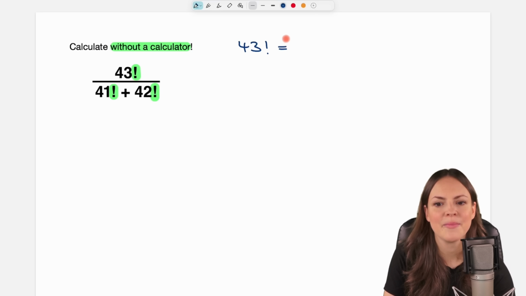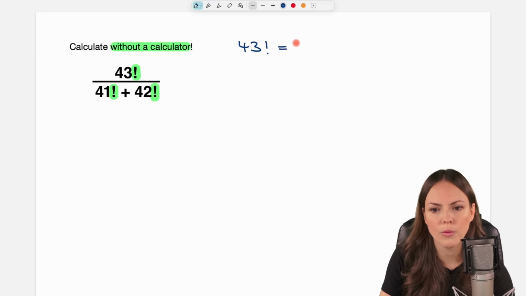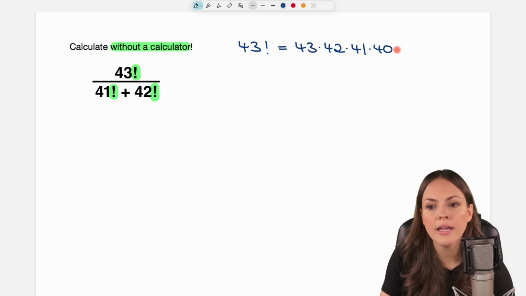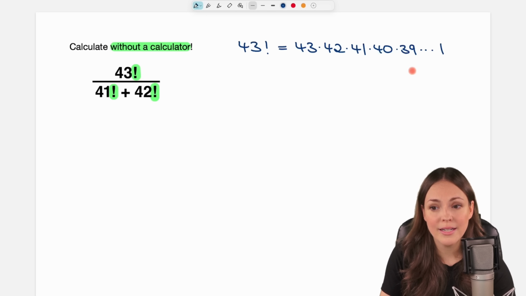This means that you take this number here, the 43, and you always multiply it by the next smaller number. So in our case, by 42. And you multiply it by the next smaller number, by 41, multiplied by 40, and so on. And you do this until you get down to 1. This product is 43 factorial.